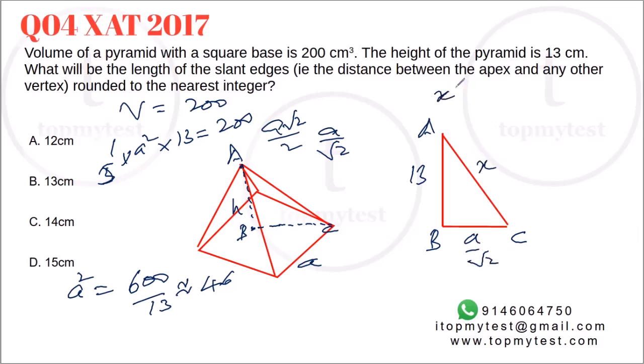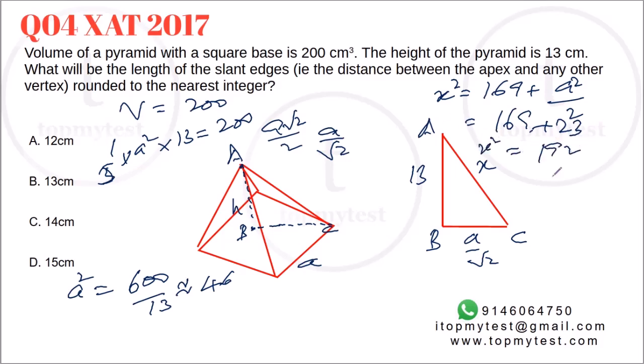So I know X square will be 169 plus A square by 2, right? So it is 169 plus A square is 46, so 23. So this is 192. X square is 192. So X will be square root of 192. Now 196 square root is 14. So closest value is 14. Be a little patient. Very similar to the previous one. Job done.